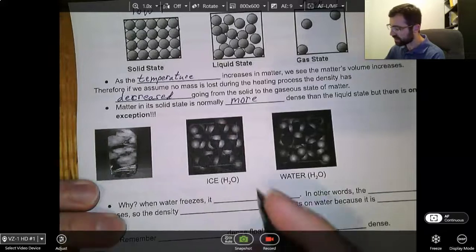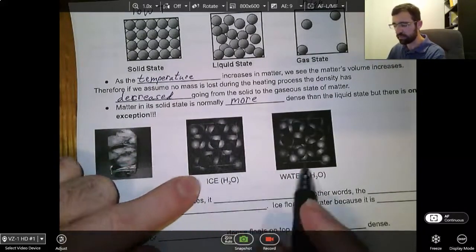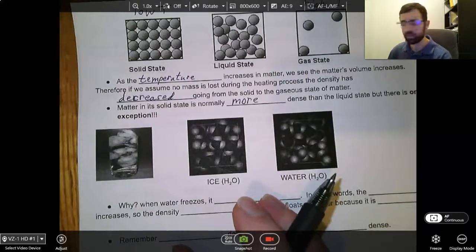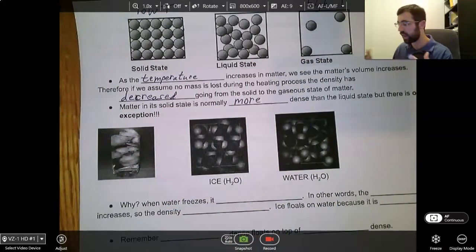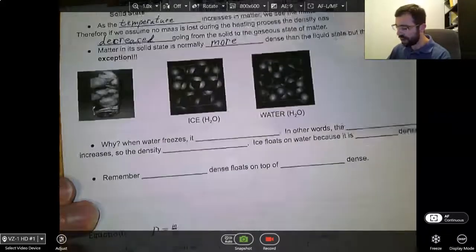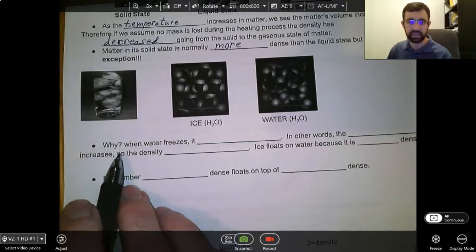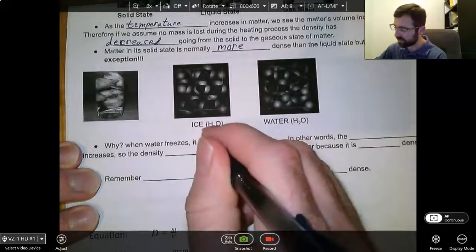So ice is actually, and if you could look at the molecular level, and we'll explain that a little bit more in pre-AP chemistry later on, why it is that ice is going to spread out this way, why the molecules orient in the way that they do. But here's what I want you to know. Why is it that ice is less dense than liquid water? Well, it's because when water freezes, it expands.